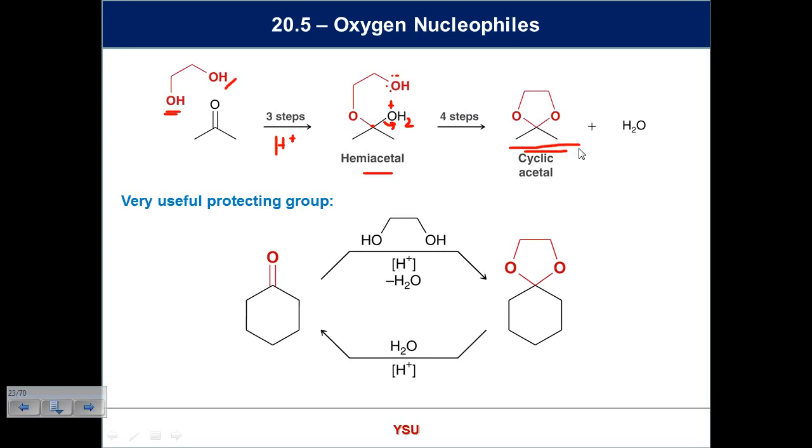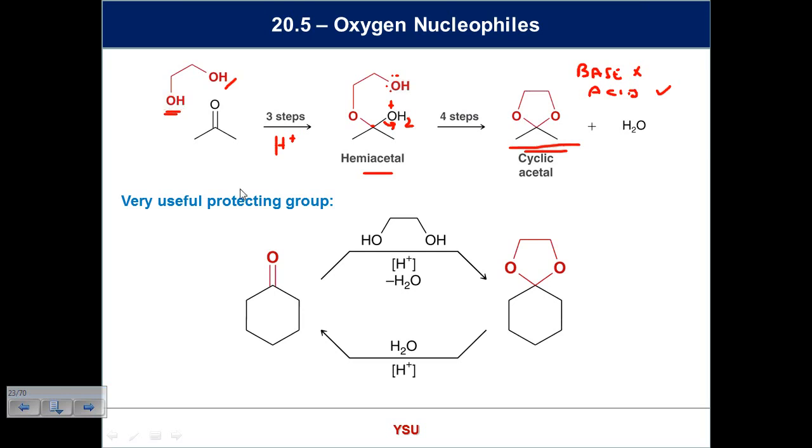And this is the chance I'll take to actually say that these things are base stable. These products do not react with bases, okay? But they do react with acid. So if you add acid to this stuff, it will go back. If you add acid and water, it will go back to the carbonyl starting material. If you add a base, or more usefully, a nucleophile, these things are rocks. They will not break down.